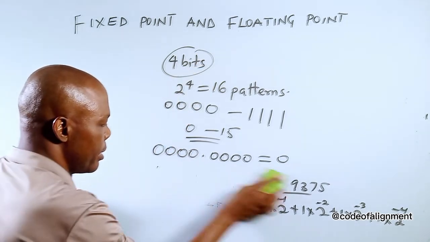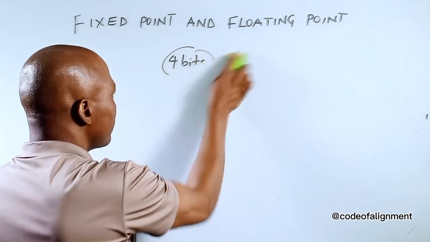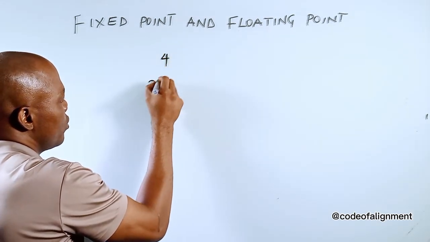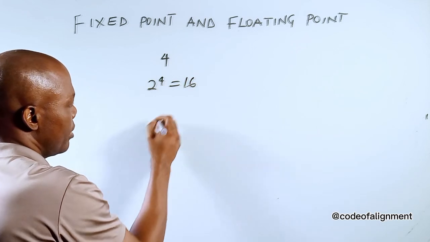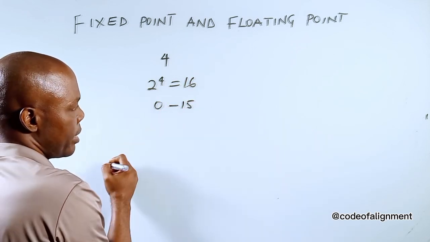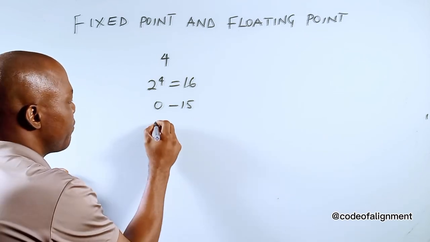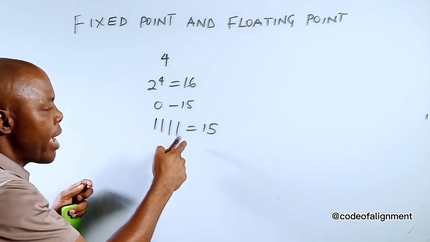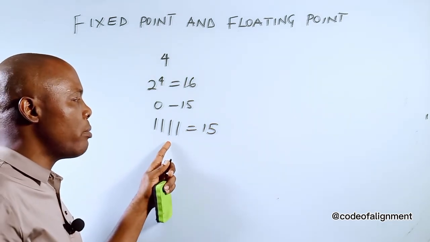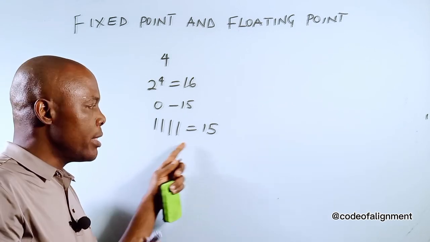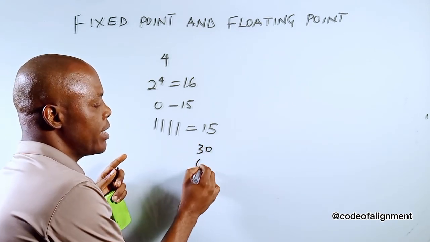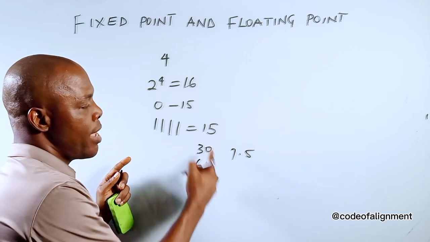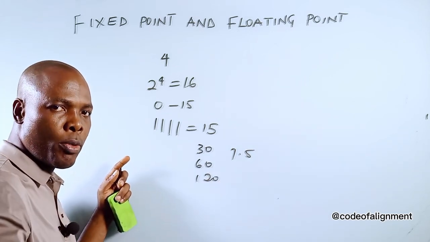So let's demonstrate that for you to see. If I'm using 4 bits, that would be 2 raised to the power 4, which is 16. So I have 0 to 15 patterns. It means I have 1111, which equals 15. Now, I want to scale it. I want to represent this number in such a way that I can scale it to 30, to 60, to 120, or reduce it to 7.5, half of this, or reduce it further to 0 point something.